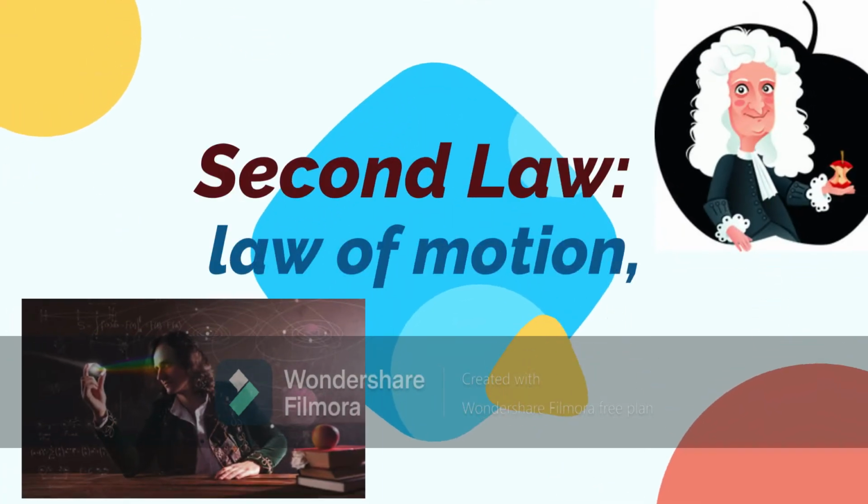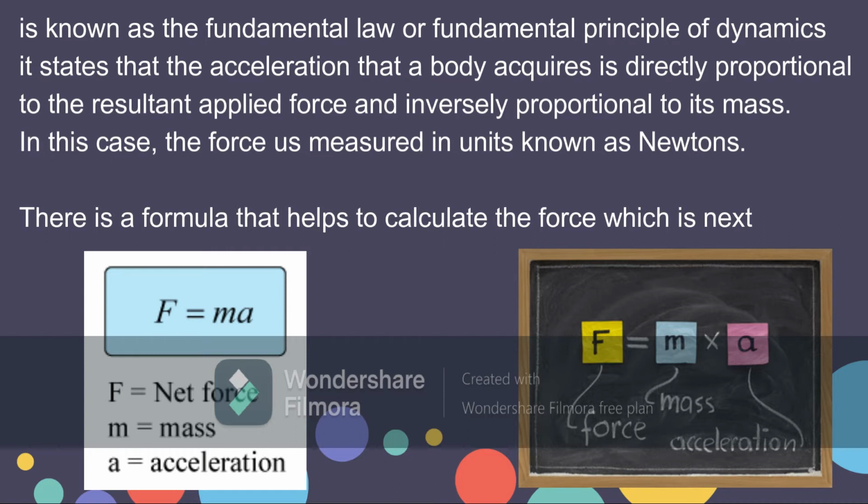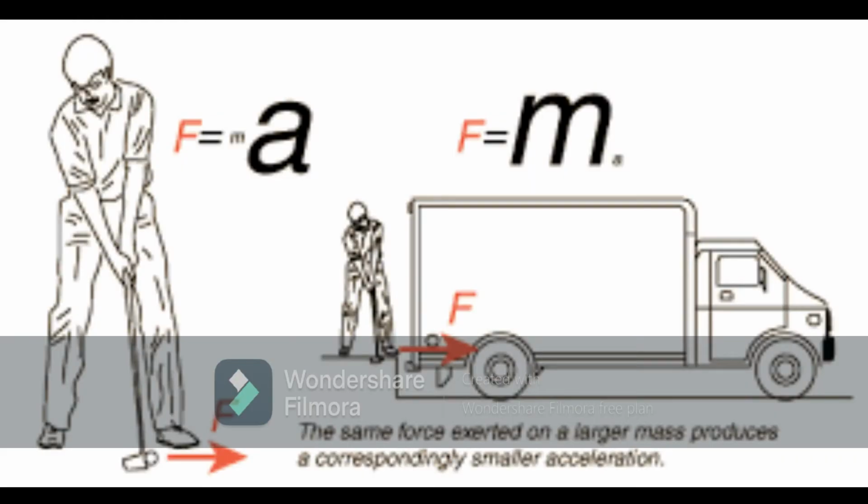Now the second law, known as the law of motion, is a fundamental principle of dynamics, and it states that the acceleration that a body acquires is directly proportional to the resultant applied force and inversely proportional to its mass. The force is measured in units known as newtons. There is a formula that helps us to calculate the force, which is the next one. Force is equal to mass times acceleration.